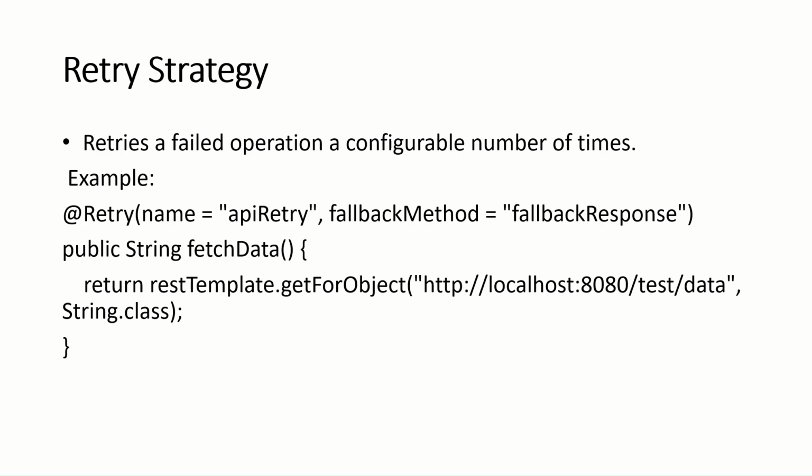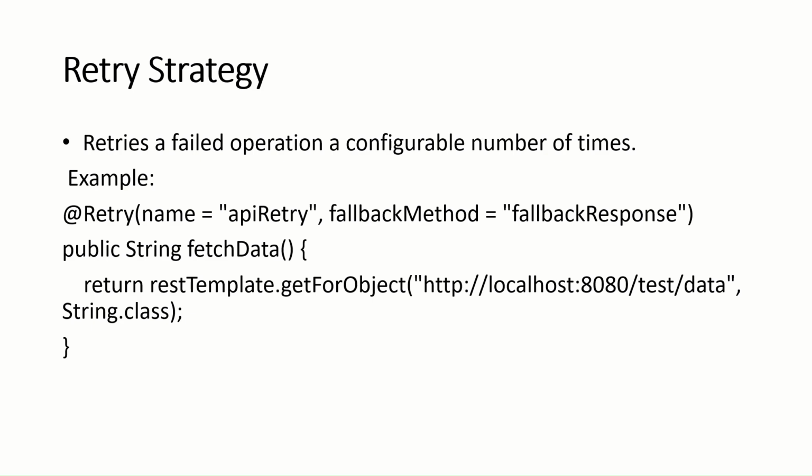Then what you can do is a retry strategy on that third-party API call. Let's say you are calling the third-party API. Now you can create a system in such a way that it calls that third-party API some number of times. That is what retry is. You can retry a failed operation a configurable number of times, and here is how you can do that.